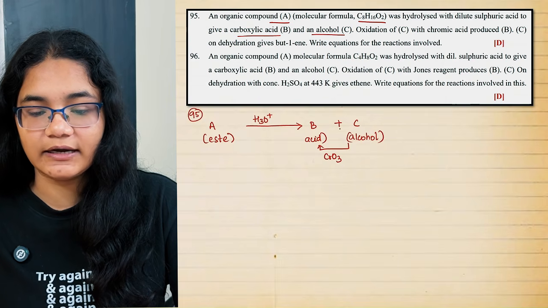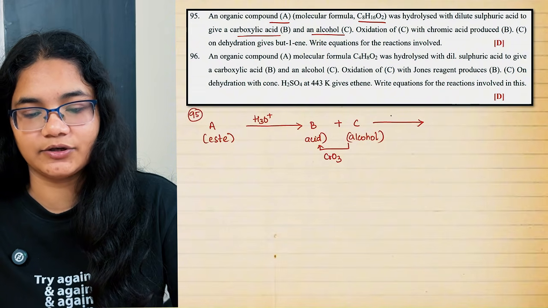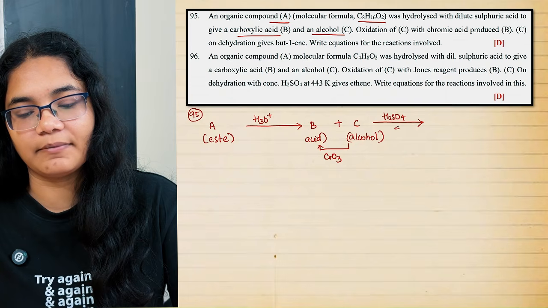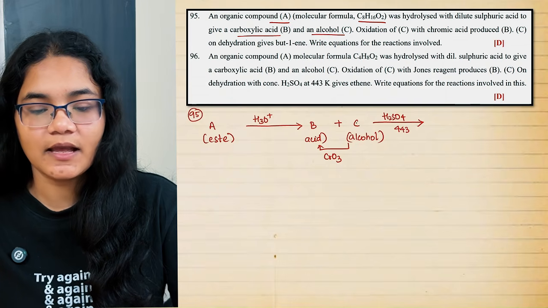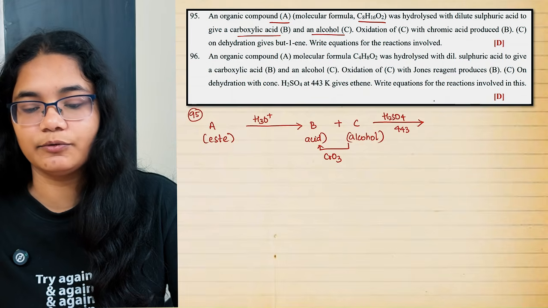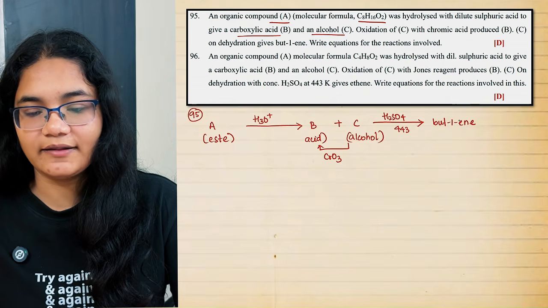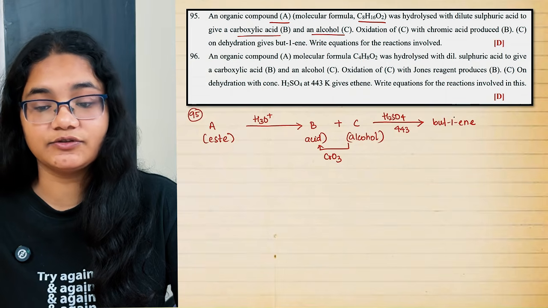Now C on dehydration, if I do dehydration here, so you can just treat it with H2SO4 at a higher temperature of 443 Kelvin. On dehydration gives you but-1-ene. So write the equations for the reactions involved.